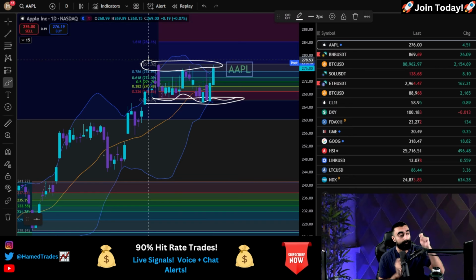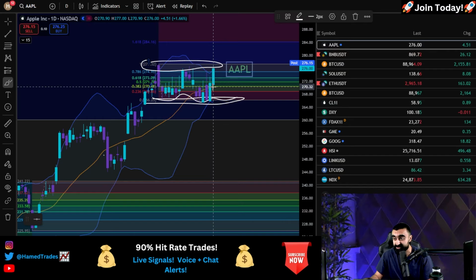We have to look at multiple different factors. The more factors and the more different indicators of whether we should be long or short that are in our favor, the better. So Apple holding 266, breaking above 270, holding above 270. That's why we see a $5 move today out of Apple. Worked out really, really well.